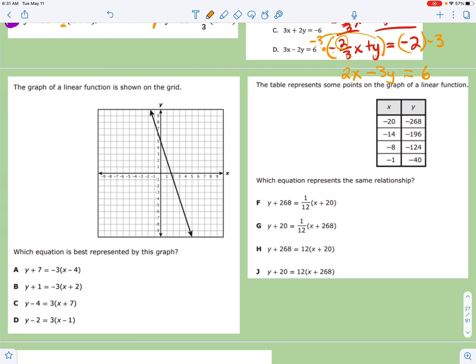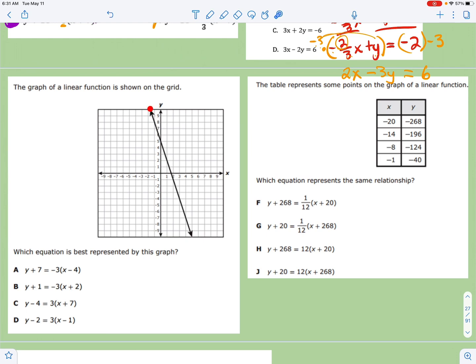All right. Now, when we get to this next problem, it says, which equation is best represented by the graph? Notice these answer choices are in point slope form. So we need to find the slope and then see if these points are on the graph. Which of these points are on the graph? So we have a slope of -3 and then a slope of 3. Now, we can find the slope.